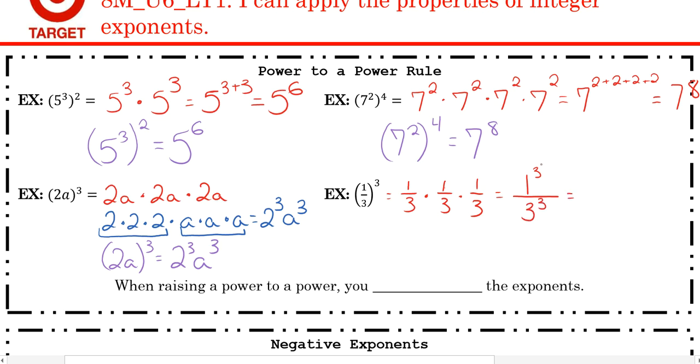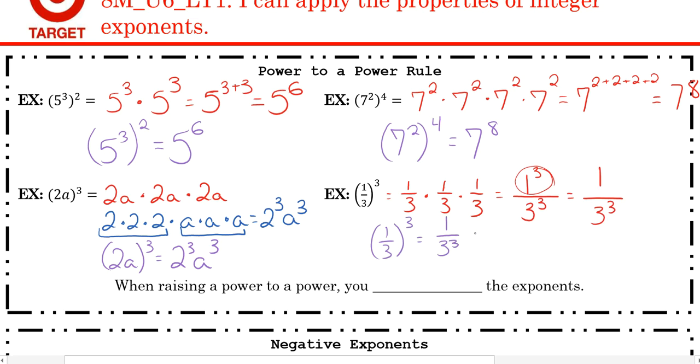Now we really wouldn't leave 1 to the third power. That we would traditionally just simplify to 1. However, we could leave it as 3 to the third power in the denominator for the purpose of this lesson. So we would say that 1/3 cubed is equal to 1 over 3 cubed, or 1 to the third over 3 cubed.